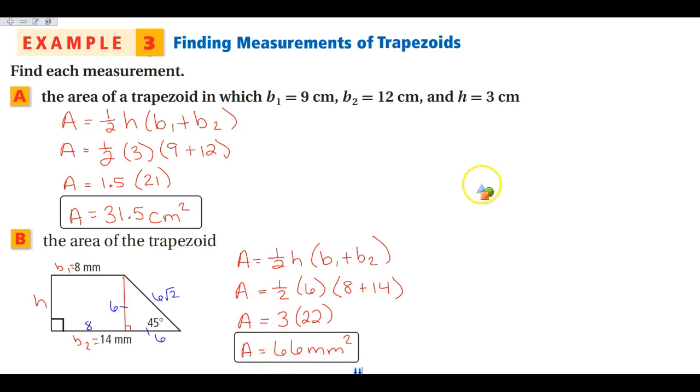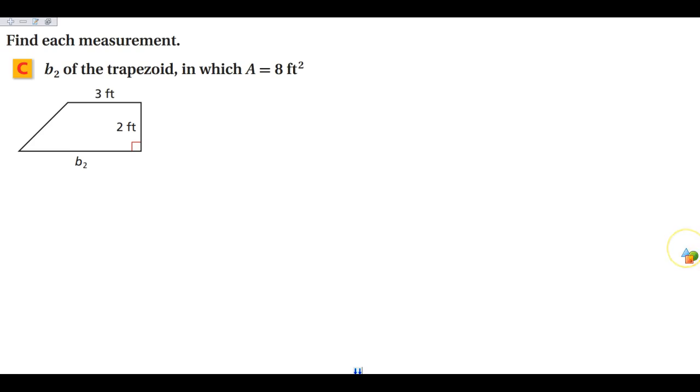Okay. We have one more trapezoid example here. And this one is one where we are working backwards. Okay, we're trying to find the second base when we're given the area. So again, we're just going to start with our area formula. So area is 1/2 times our height times base 1 plus base 2. All right, we're told that our area is 8 feet squared. We're given that our height is 2. And our bases are 3 and B2. We don't know what B2 is yet.